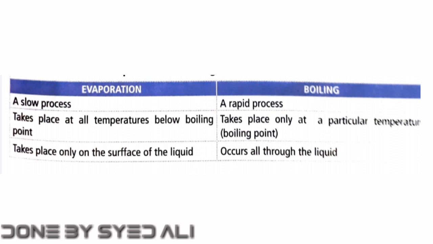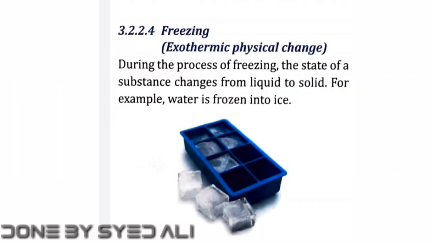For boiling, the process occurs very rapidly. It takes place only at a particular temperature. It occurs all through the liquid. The next topic is freezing based on exothermic physical change. During the process of freezing, the state of a substance changes from liquid to solid. For example, water is frozen into ice.